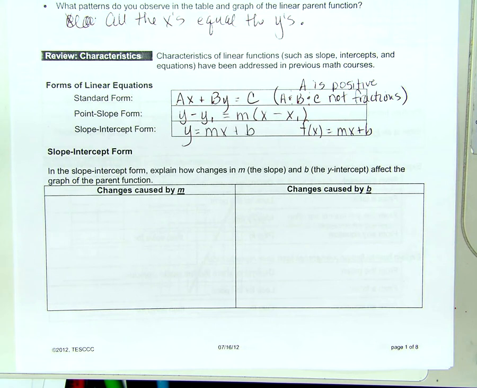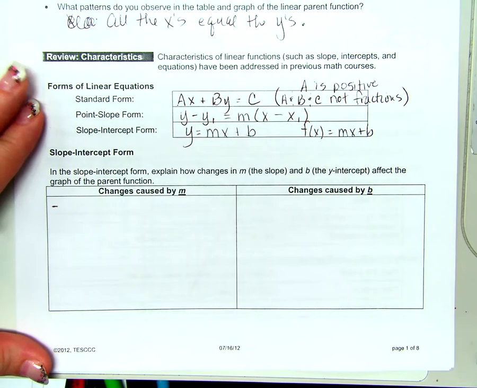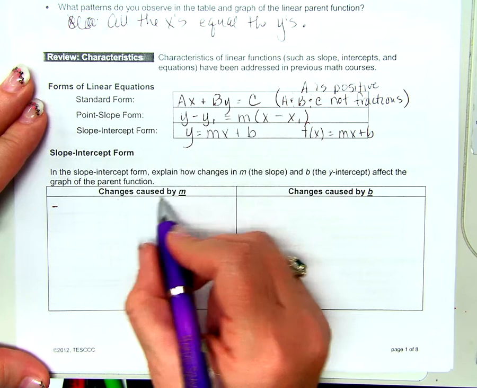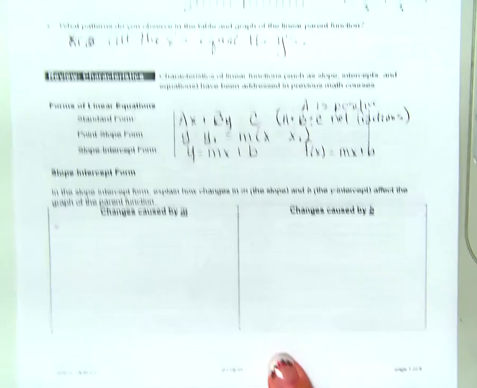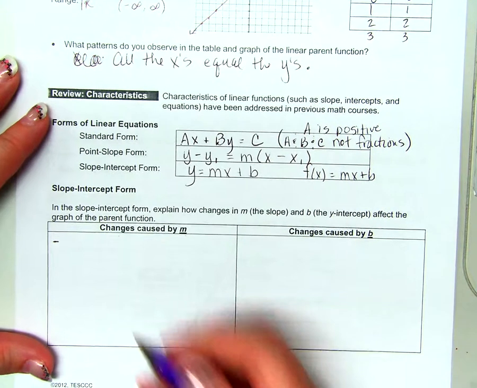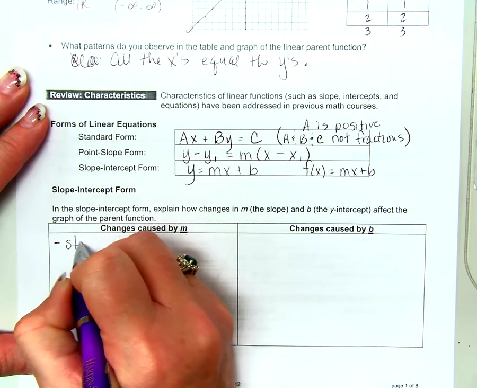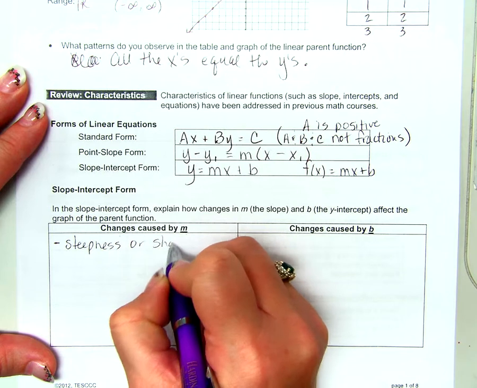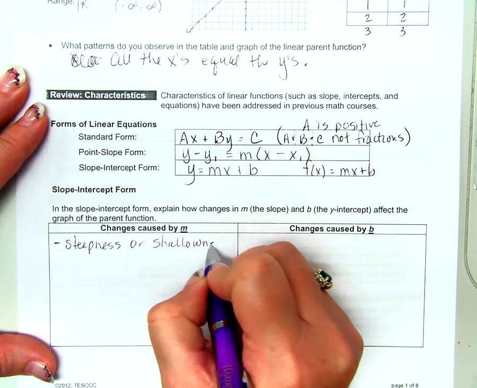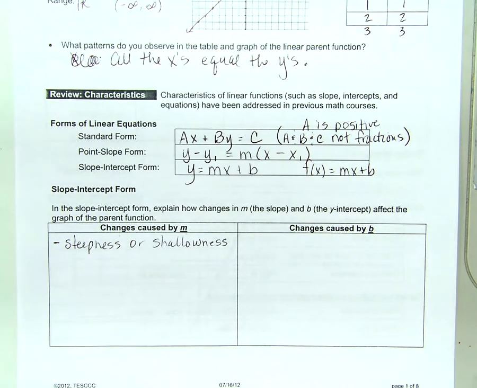Tell me one thing you put here. Changes the slope. Changes caused by m. Can we say something different than m changes the slope? Be a little more specific. Steepness or shallowness. Is that even a word? It is now. I just love steepness.